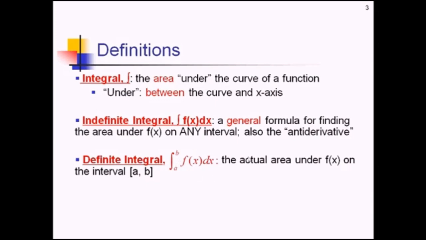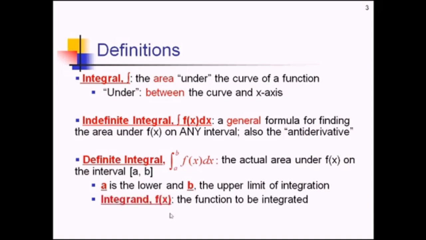This definite integral is talking about the actual area under f of x on some actual interval from a to b. So just to get a few more definitions out there, a and b are called the limits of integration. a is the lower limit and b is the upper limit of integration. Basically, the starting point of the interval and the ending point of the interval. The actual function inside here, f of x, or whatever it is, is called the integrand. This is the function that we're about to integrate, to find the area under.